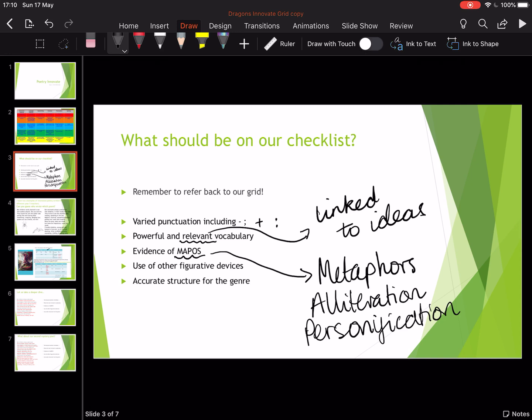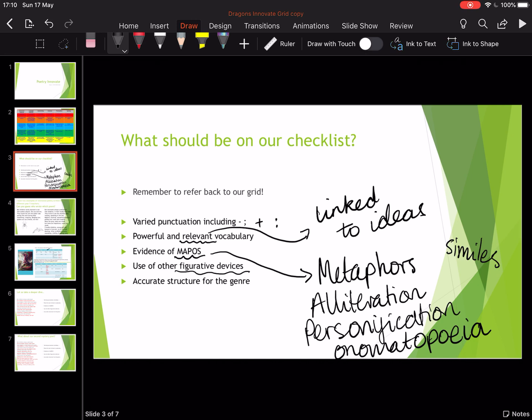We've then got our onomatopoeia for the O, onomatopoeia without the M-I-A, and then of course the S at the end, which I've run out of space for, is similes, which is where we would be using like or as, but you knew that of course, didn't you? So use of other figurative devices.